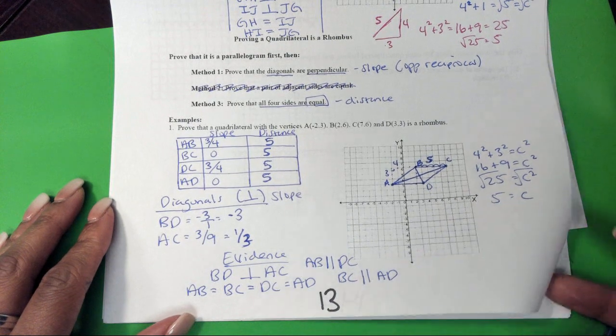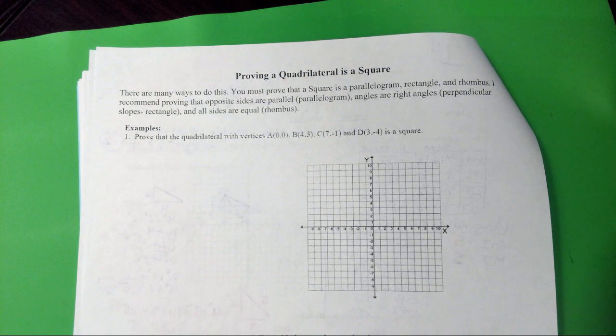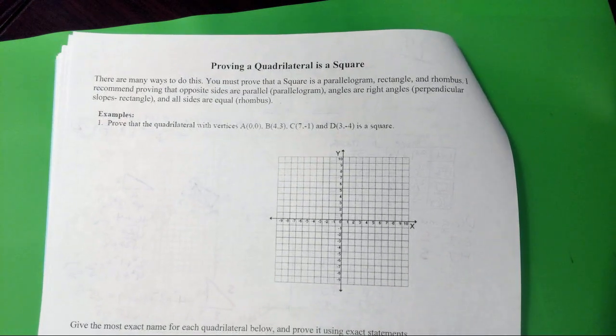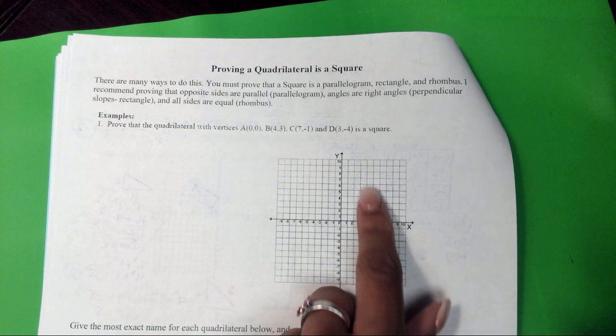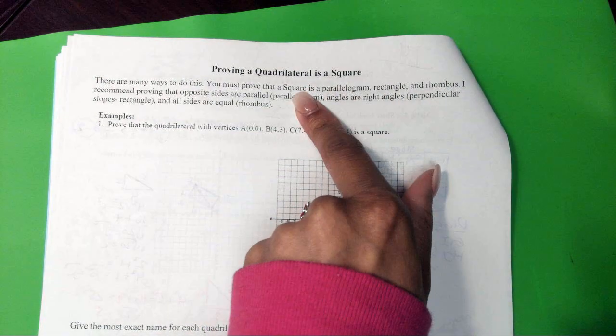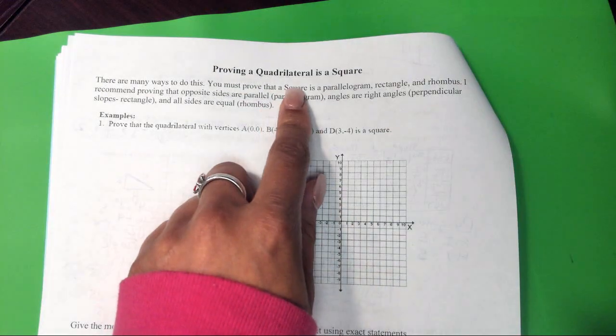So now on to our next page, we're going to prove that a quadrilateral is a square. So there are many ways to do this. You must prove that a square is a parallelogram, rectangle, and a rhombus. So remember, this is how we talked about how if a rectangle and a rhombus had a baby, then it would be a square. So rectangle, rhombus gives you a square.